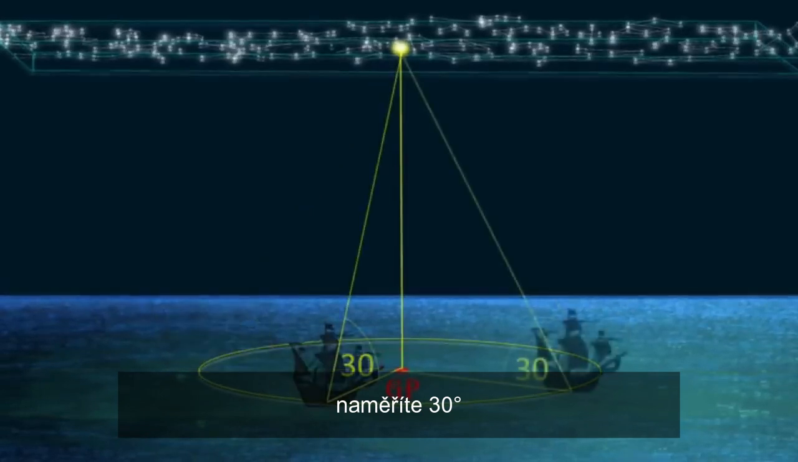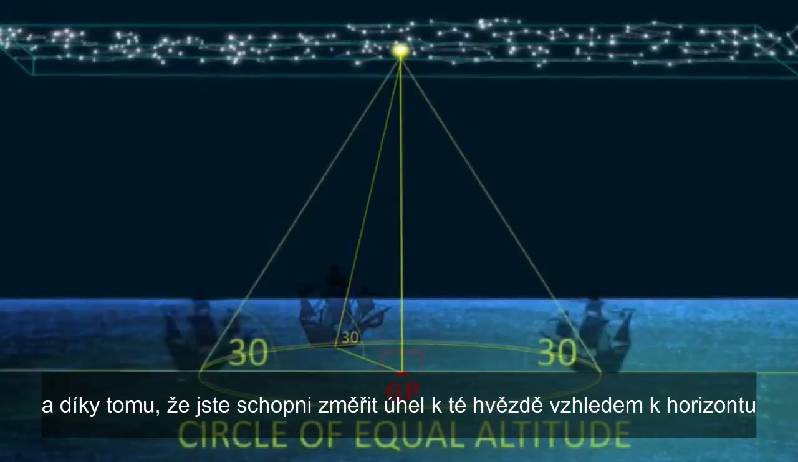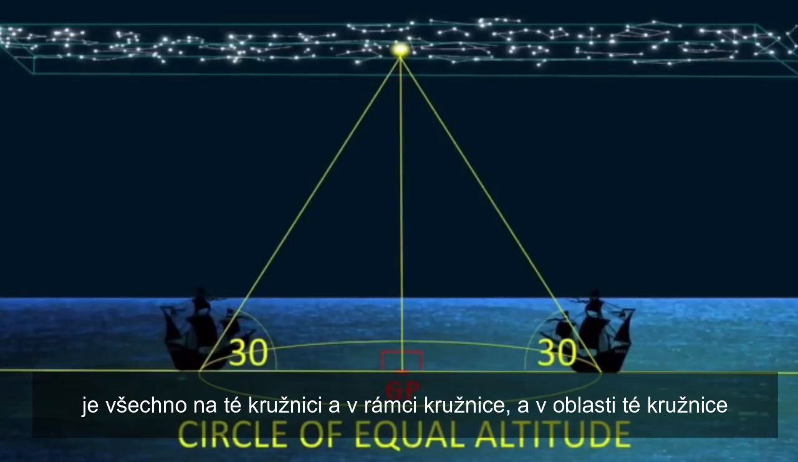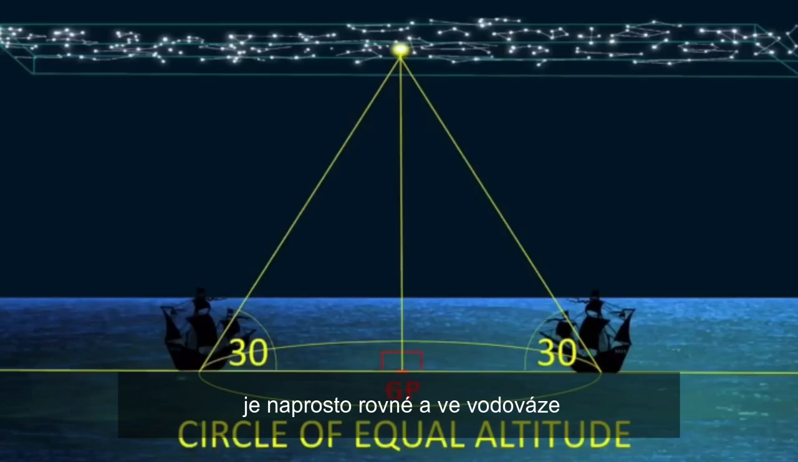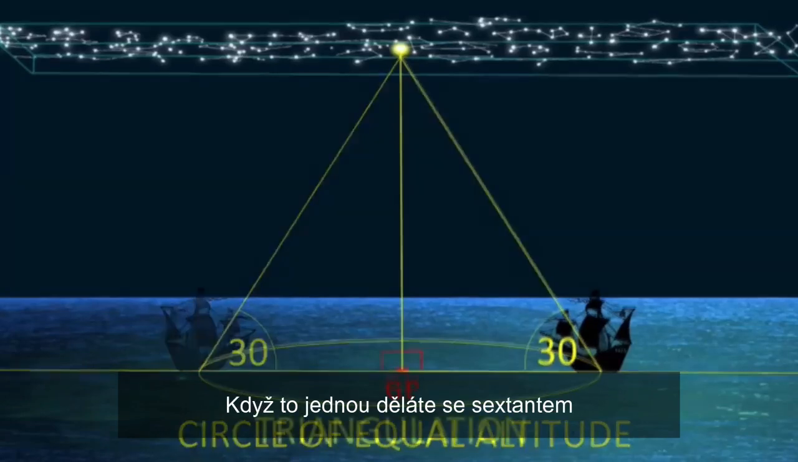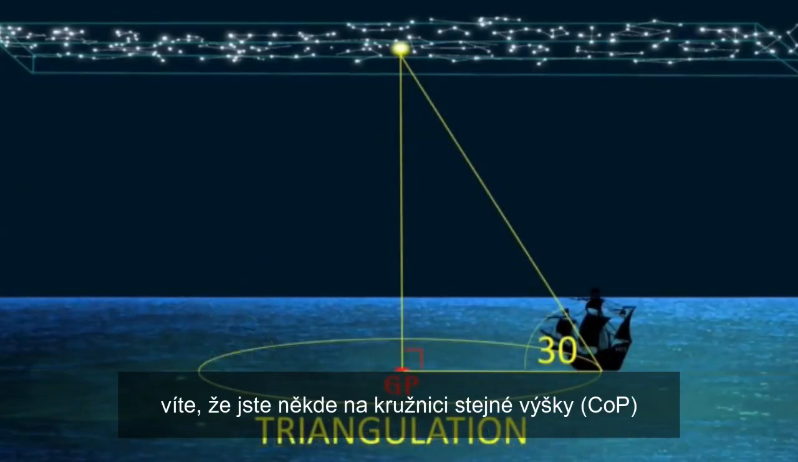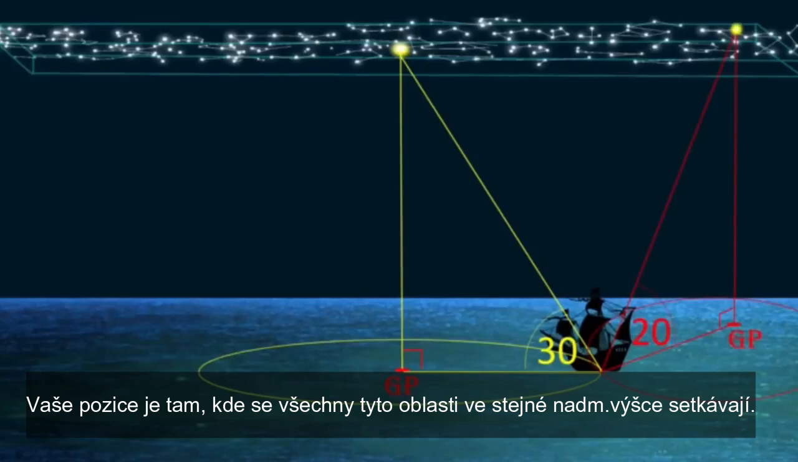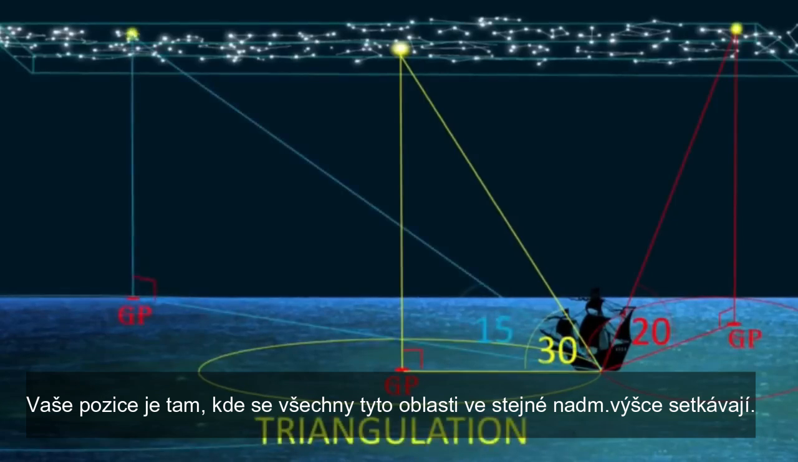measure 30 degrees. And through being able to measure an angle to that star relative to the horizon, everything on that circle, in between that circle, in the area of that circle, is absolutely flat and level. By doing this once with a sextant, you know you are somewhere on that circle of equal altitude. To triangulate your actual position, you need to repeat these steps with other stars. Your position is where all these areas of equal altitude meet.